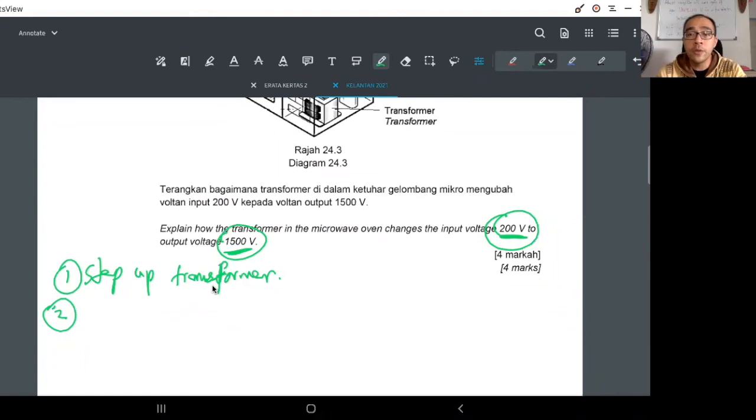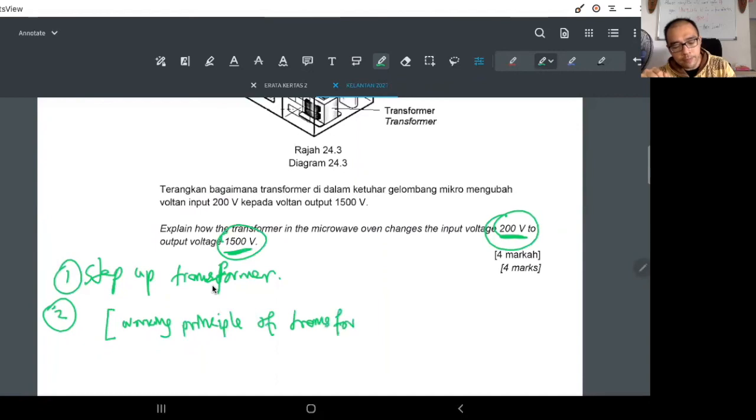But how the transformer functions: current flows through the coil and then the cutting of the magnetic flux, because it is an alternating current, and so on. There will be an induced current. All this, I'm just going to say is the working principle of a transformer. Go and revise this. That will give you the other 3 marks. But one of the marks in this answer is for mentioning that this is a step-up transformer. Otherwise, you will not get that 1 mark.